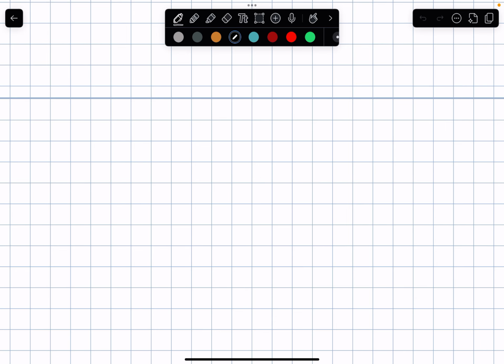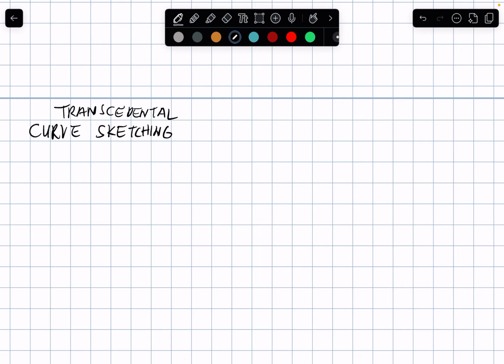In this video, we will start our lesson on transcendental curve sketching. So, this is technically still part of calculus. Let's say we have this curve, function. Consider this: y is equal to f of x, such that y is equal to (x minus 2) over (x squared minus 7). Okay, let's just focus on this.